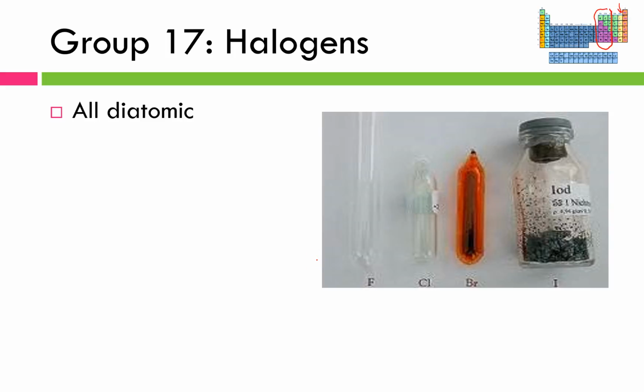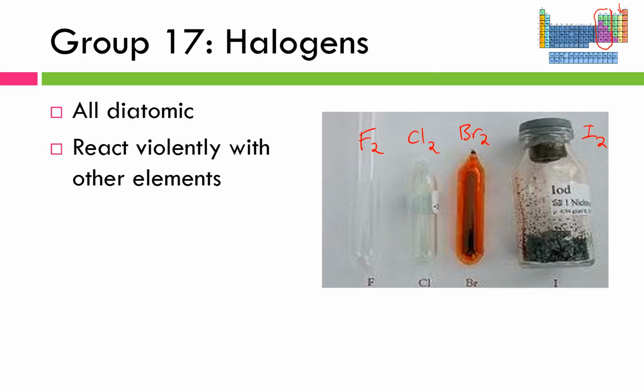Halogens are all diatomic. So we have F2, Cl2, Br2, and I2. These guys are super reactive. They will react violently with pretty much any other element on the periodic table, save the noble gases. Those are just really not going to react, especially helium, neon, and argon. In weird cases, you can force something like xenon, Xe, to react with fluorine.